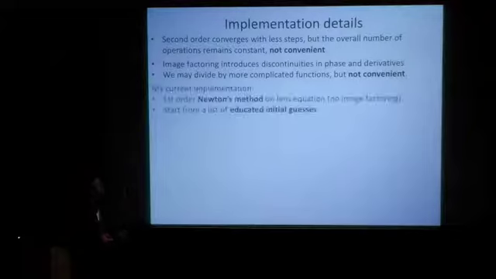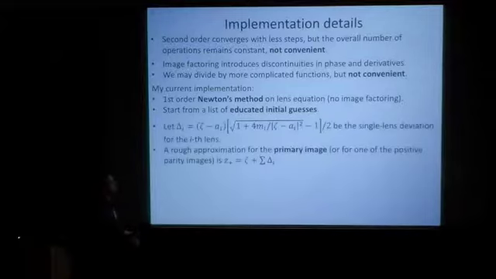So my current implementation is to use the simplest algorithm, so first order Newton's method on the lens equation, and start from a list of educated initial guesses. So for each image, I have an idea of where to find the image. For example, for the primary image, I can start from the source position plus a small displacement due to the other sources, and this will converge on the primary image or one of the positive parity images.